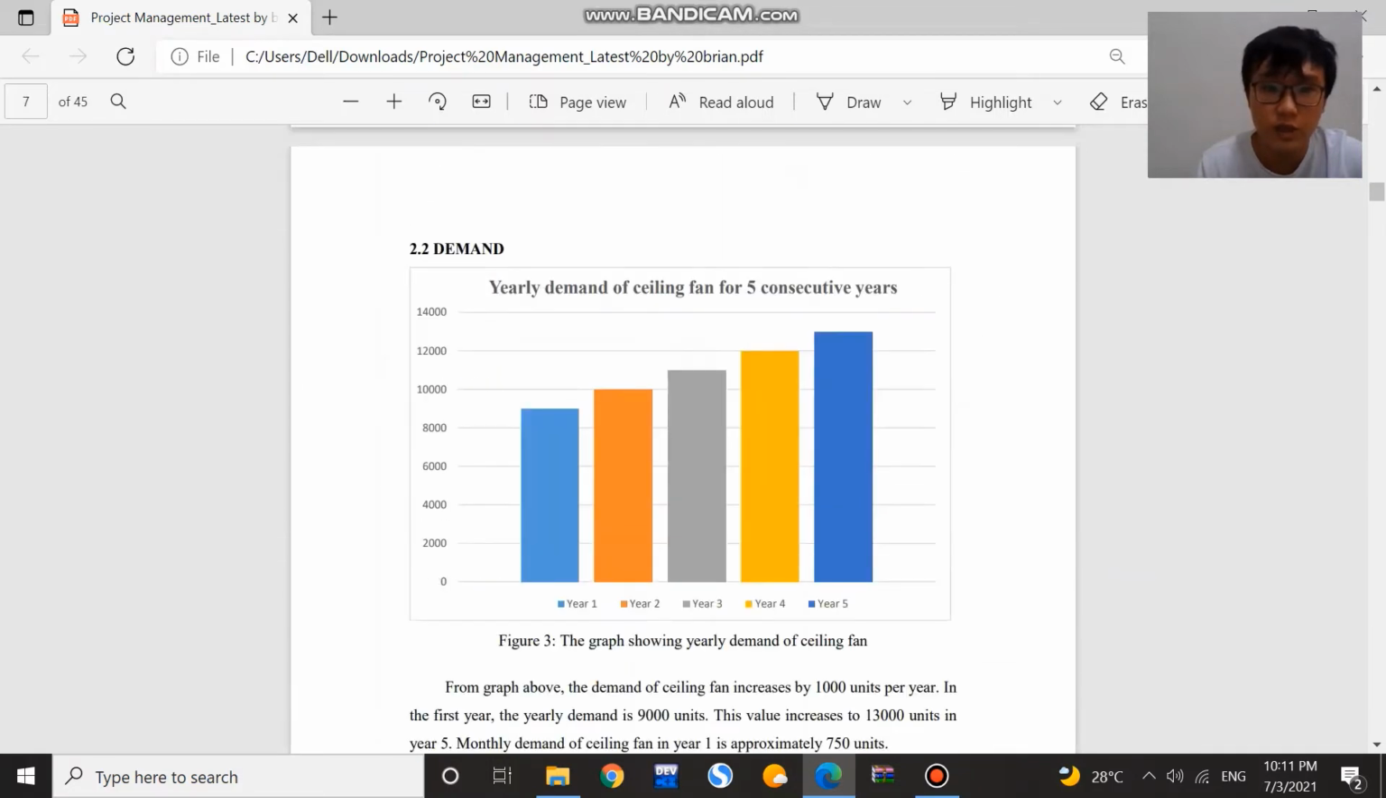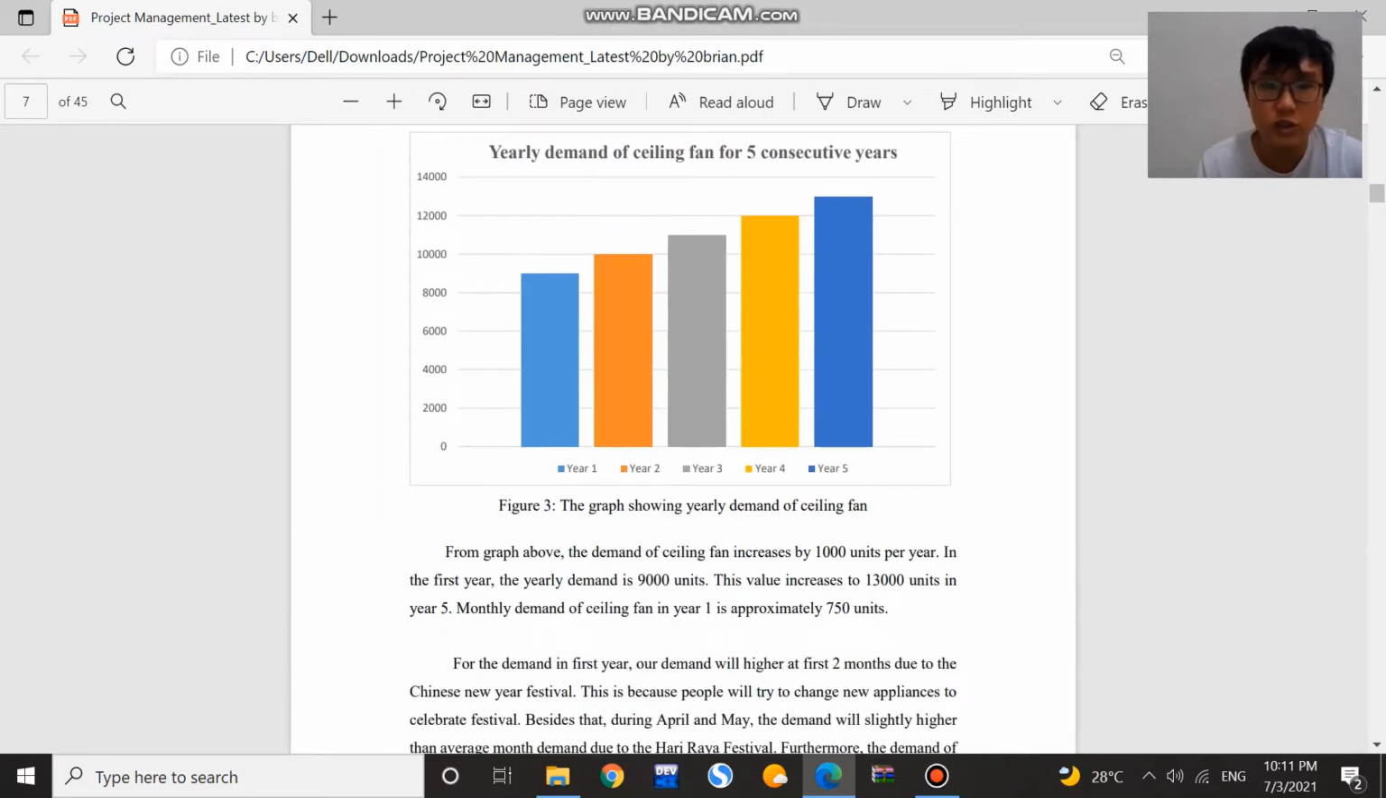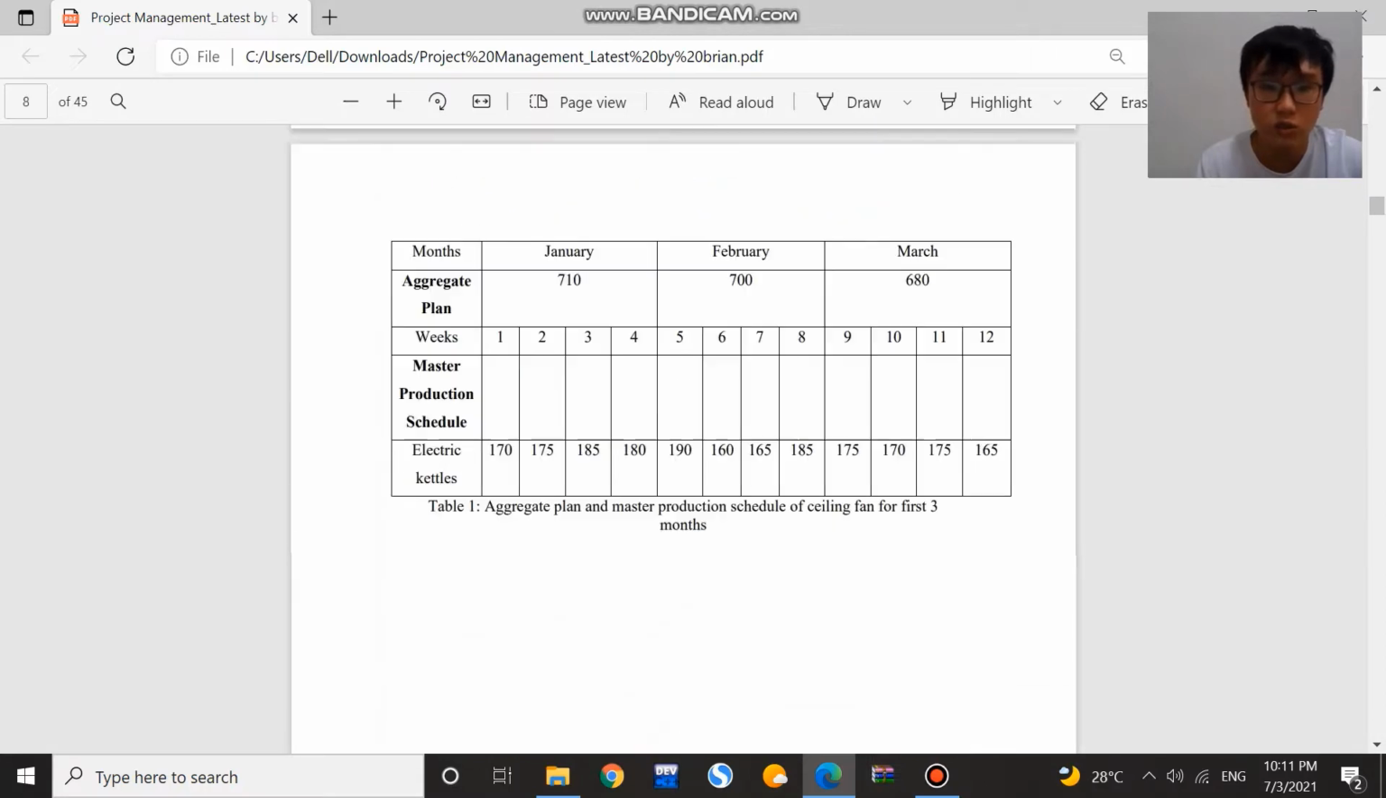Okay, next. So for the demand, in the first year, the yearly demand is 9,000 units, and then this value increased to 13,000 units in year 5. So the monthly demand of ceiling fan in year 1 is approximately 750 units. So next, this is the aggregate plan and the master production schedule of ceiling fan for the first 3 months.